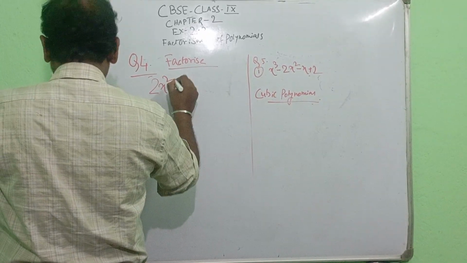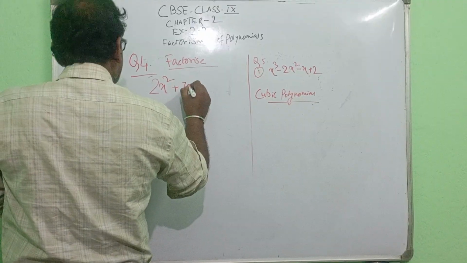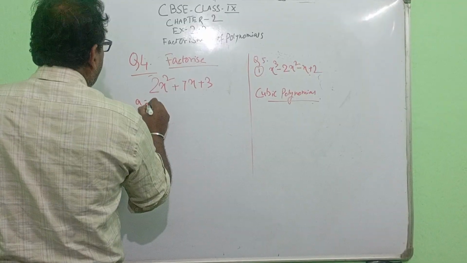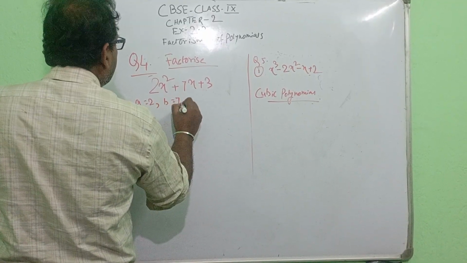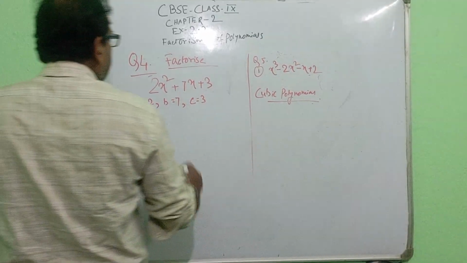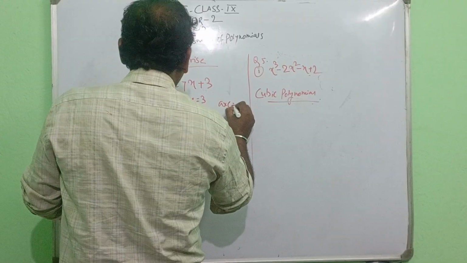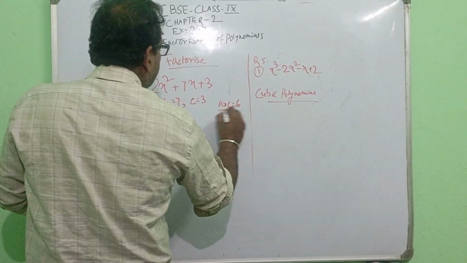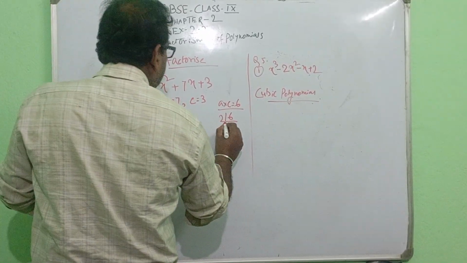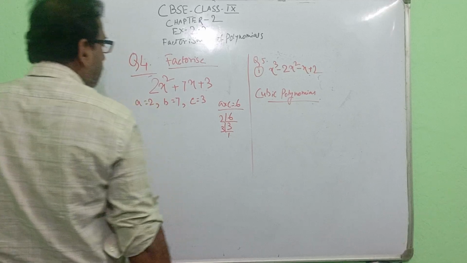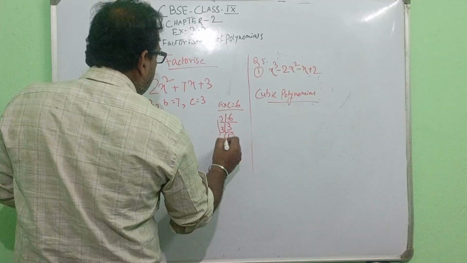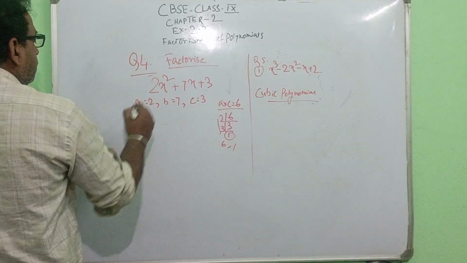2x square plus 7x plus 3. Same thing: a is equal to 2, b is equal to 7, c is equal to 3. Then a into c is 6. If 6 is the product, what are the factors? 3 into 2, or 6 and 1, that is 7.